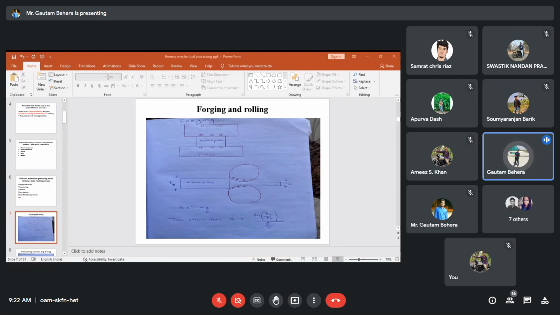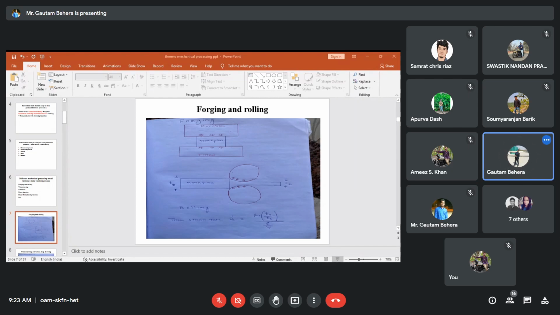You can see the first is the forging, right? This is one end of the machine, this is another end of the machine, this is your workpiece, and this part is movable. This will compress the material. You can see the direction of the force, this is upward and this is downward. So this is a compression, and the workpiece will get a shape. There will be a reduction in the thickness, obviously, during the forging.